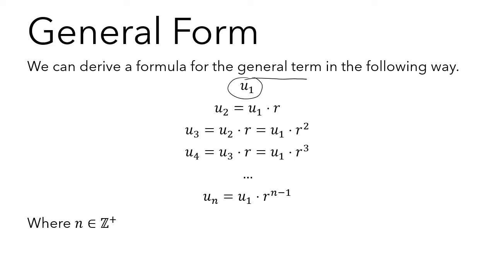The first term is u1. The next term is going to be u1 times r, the common ratio. The third term is going to be the second term times r. Well, that is actually just the first term times r squared, because r times r is r squared. Again, the fourth term would be u1 times r cubed. So on and so on, this process continues where this number is always one less than this one. So your general formula or general term becomes un equals the first term times r to the power of n minus 1. And of course, n is a positive integer.